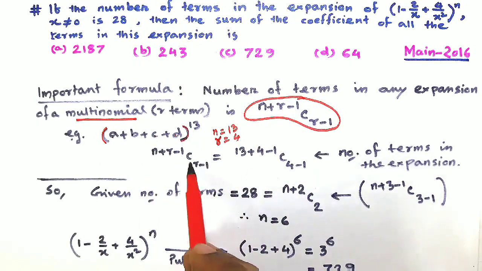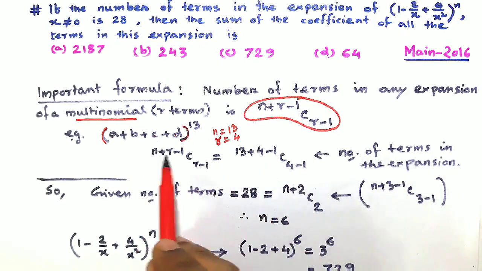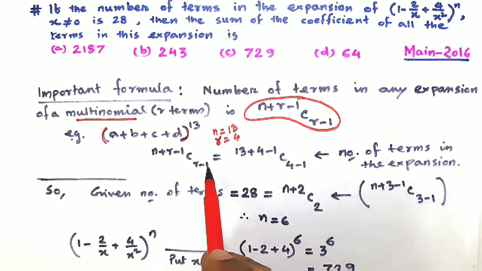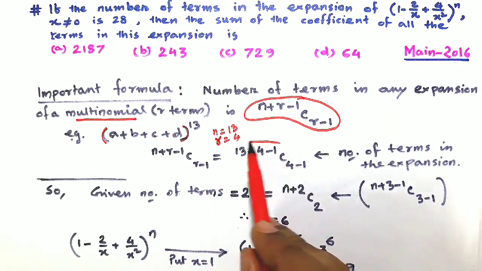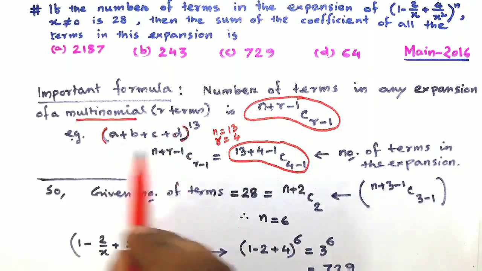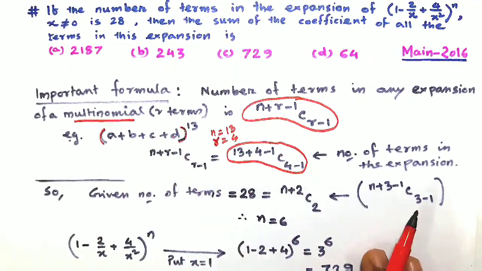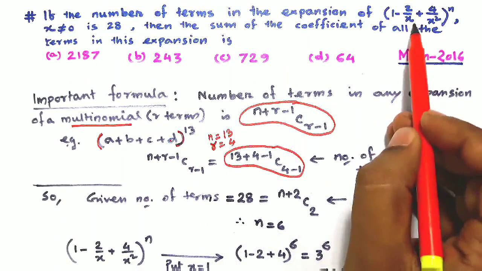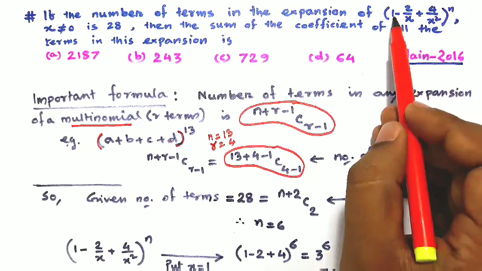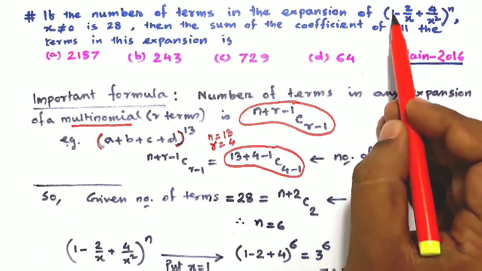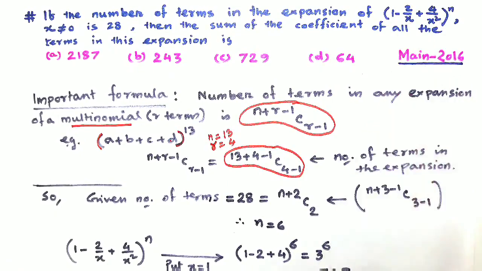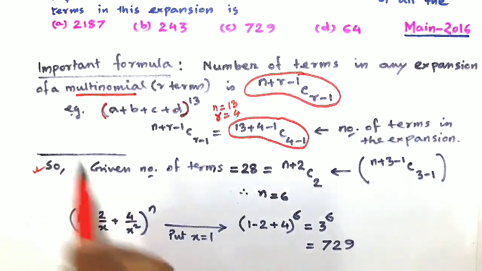So n plus r minus 1 c r minus 1 will be 13 plus 4 minus 1 c 4 minus 1. This is the number of terms in the expansion of a plus b plus c plus d whole to the power 13. Now in our expansion of 1 minus 2 by x plus 4 by x square whole to the power n, the power is n, and the number of terms in this multinomial is 1 2 3, so r is equal to 3. So this is our answer actually.